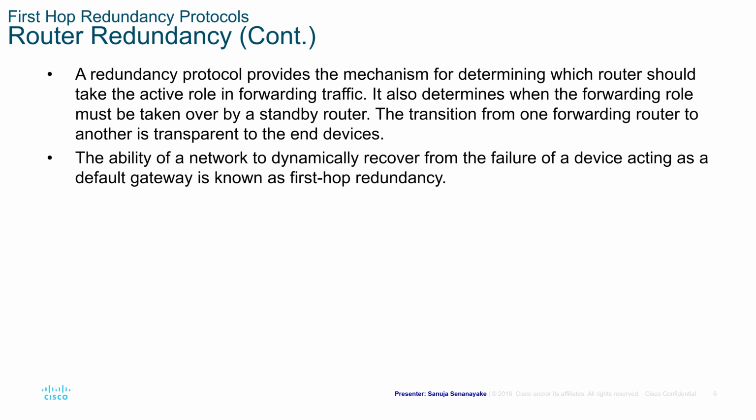A redundancy protocol provides the mechanism for determining which router should take the active role in forwarding traffic. It also determines when the forwarding role must be taken over by a standby router. The transition from one forwarding router to another is transparent to the end devices. The ability of a network to dynamically recover from the failure of a device acting as a default gateway is known as first hop redundancy.